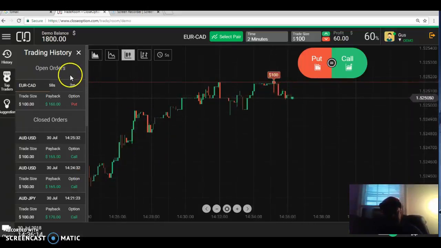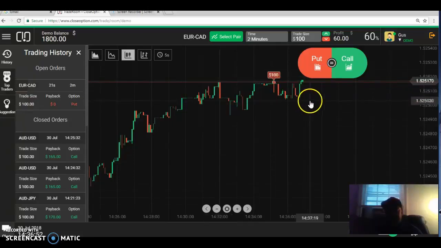Oh, by the way, this platform is called Close Option. Very nice platform because it gives you a free demo account so you can actually practice the strategy before you put real money into the account. I highly recommend that anyone starting out trading options open a demo account and get a feel for the platform and do some practice trading before you put real money into your account. Close Option accepts traders from all over the world, so that's a good thing.